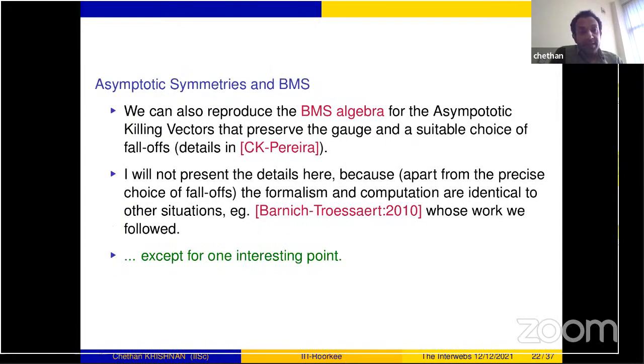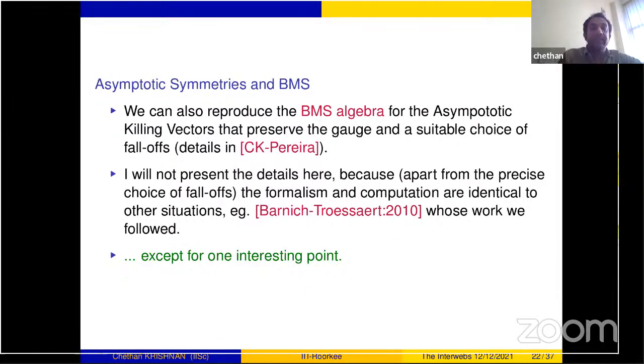So the standard thing that we would like to compute is the asymptotic symmetries and BMS. This is somewhat of a technical enterprise, but the conclusion is quite straightforward. You just follow the formalism and calculations that Barnich and Troessaert have done in the case of Bondi gauge, and we can straightforwardly adapt it to our situation and do the calculations.